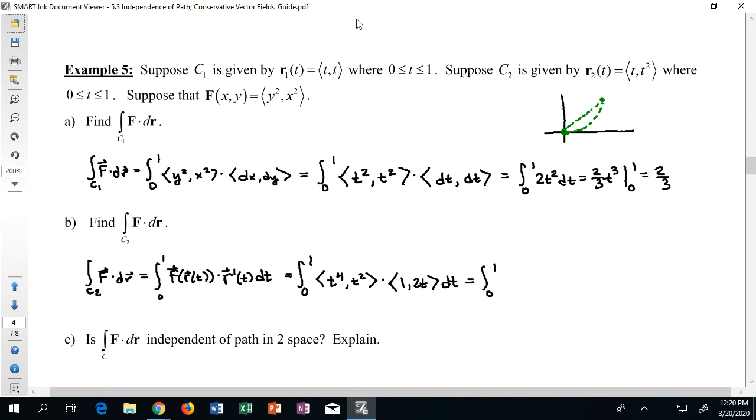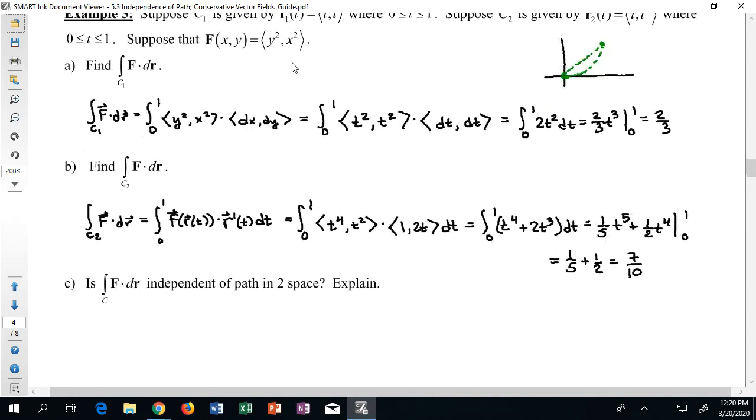Now here, I'm going to get down to an integral that's from 0 to 1, and I think I'm going to end up with t to the 4th plus 2t cubed dt, and I want to evaluate that. So that looks like 1/5 t to the 5th plus, I guess that would be 1/2 t to the 4th if I simplify. When I evaluate from 0 to 1, I'm going to end up with 1/5 plus 1/2, which is also known as 7/10. Okay, so we calculated these two things, but why?